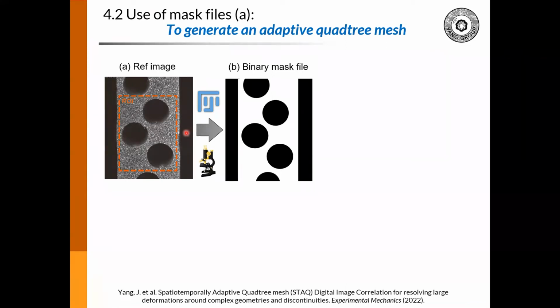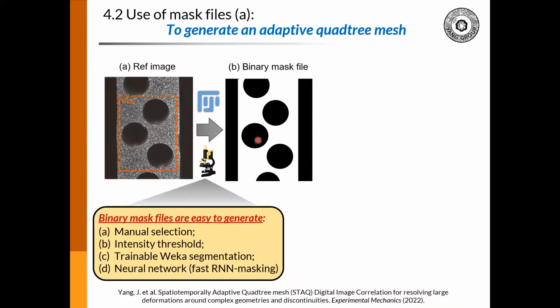So first, we need to generate this binary mask file. There are many ways you can generate this mask file. You can use Fiji. You can just manually select the area, that's the sample area, right? Or you can use some intensity threshold method to do the image post-processing. You can use some machine learning based or neural network method. You can do the mask file automatically. But with this mask file, it's a binary mask file. So all the sample area, that's the 1. All the background, that's 0.